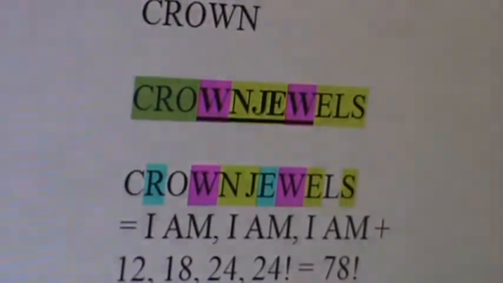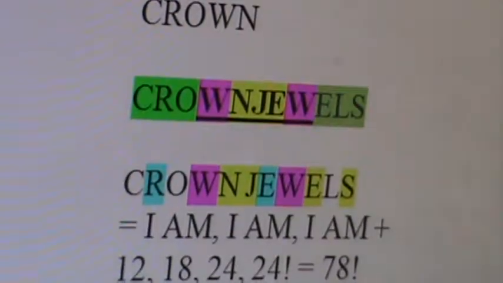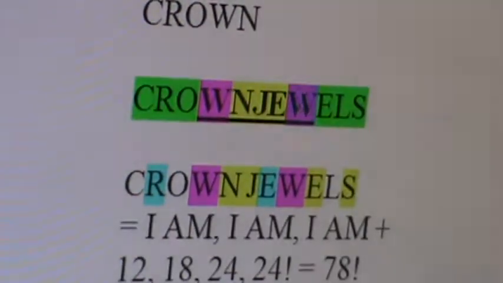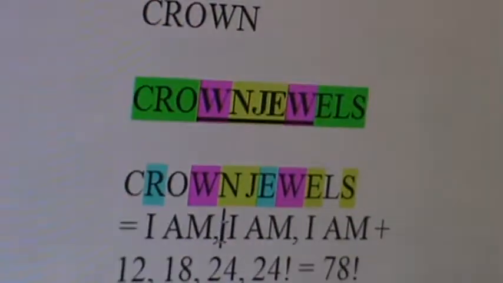So you got, look at this. These letters need to be spelled in jewels. CRO equals 36. ELS equals 36. There's your I am. There's your I am. There's your I am plus 6. Done.